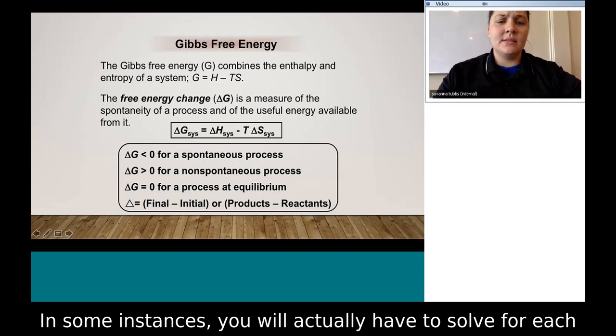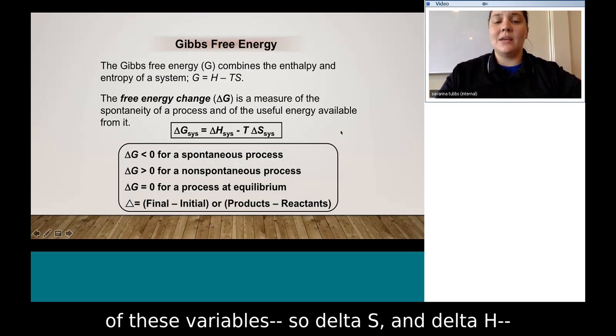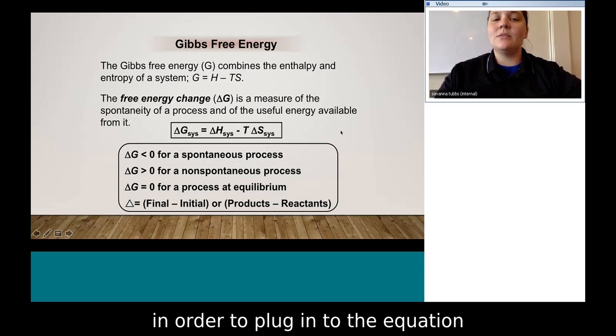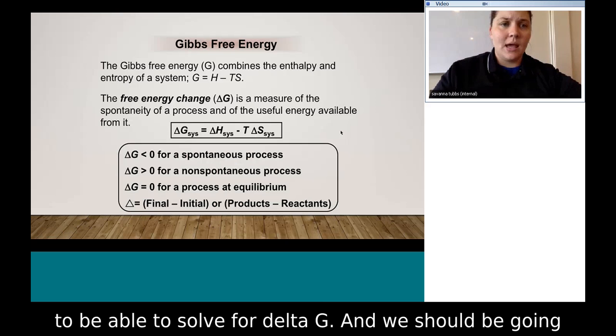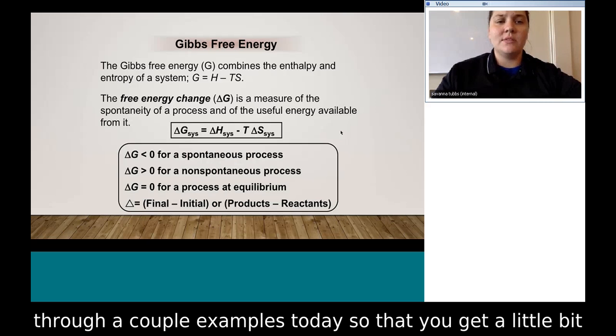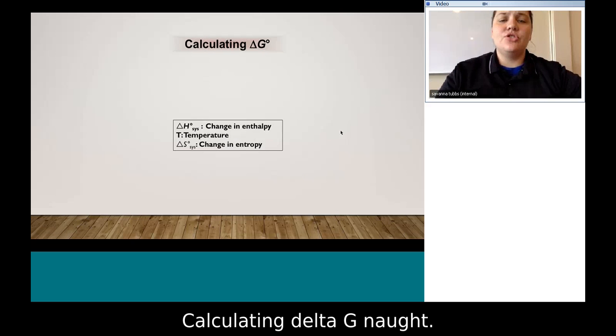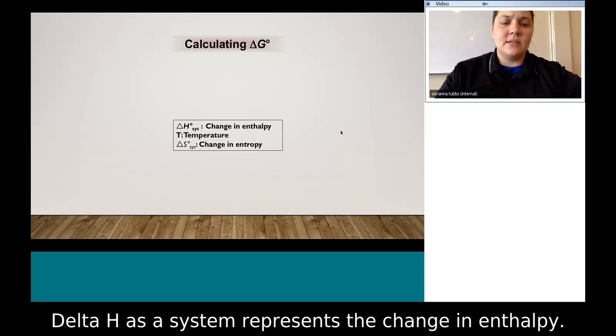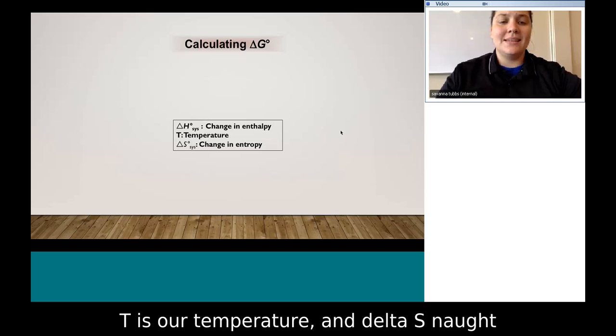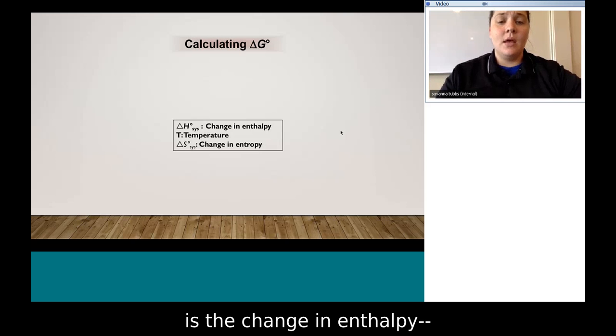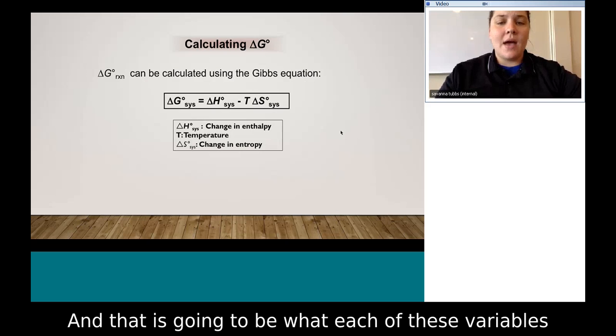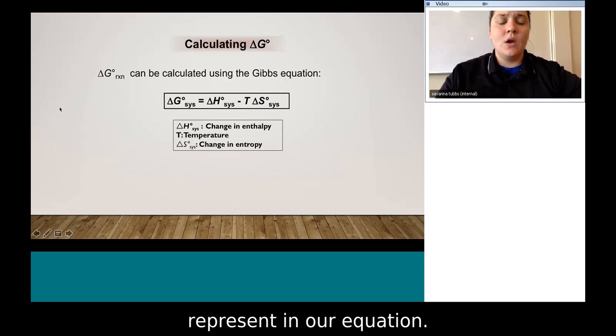In some instances, you'll actually have to solve for each of these variables, so delta S and delta H, in order to plug into the equation to be able to solve for delta G. And we should be going through a couple examples today so that you get a little bit more practice. Calculating delta G naught. Delta H of the system represents the change in enthalpy. T is our temperature, and delta S naught is the change in entropy. And that is going to be what each of these variables represent in our equation.